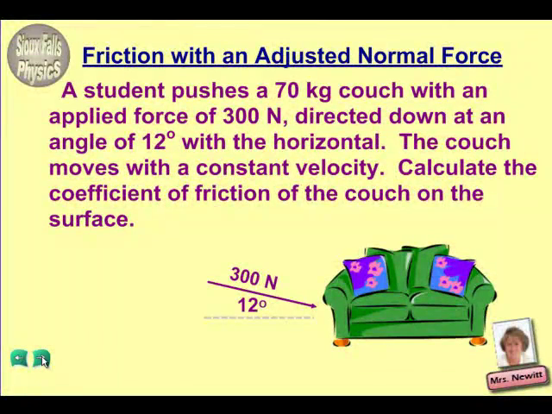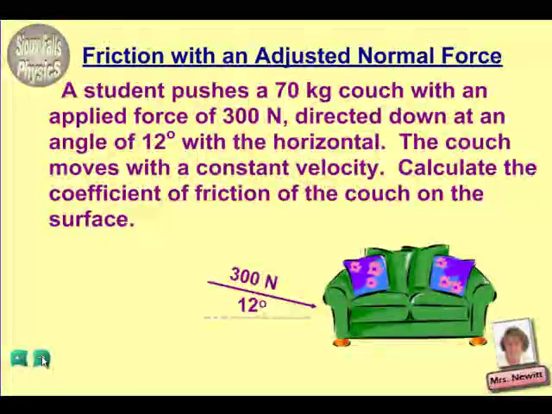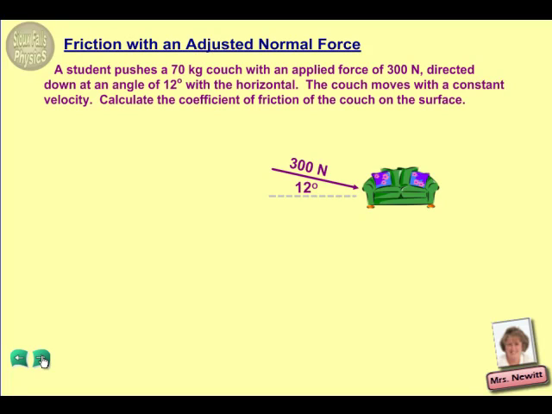Well, hello everyone, and welcome back to another problem with Sioux Falls physics teachers. Today we're continuing to look at friction, this time with an adjusted normal force. We have a student pushing a 70 kilogram couch with an applied force of 300 newtons. However, that force is directed down at an angle of 12 degrees with the horizontal. The couch moves with a constant velocity. Calculate the coefficient of friction between the couch and the floor that it is on.